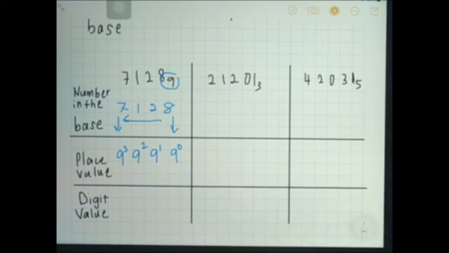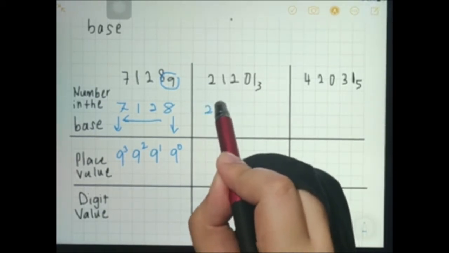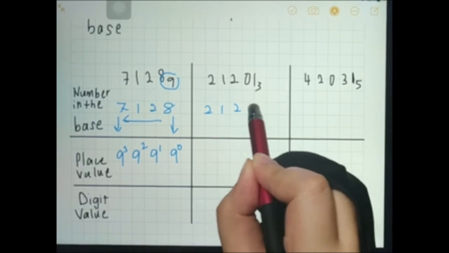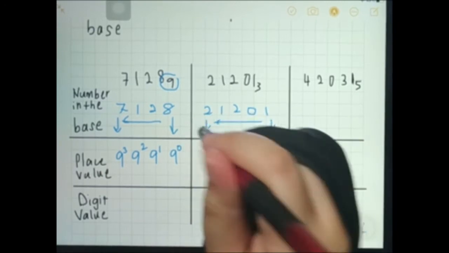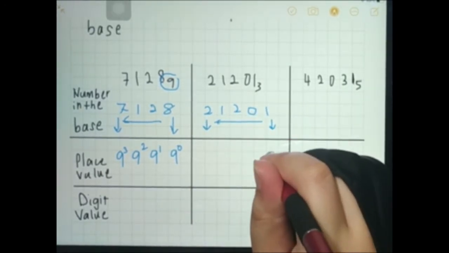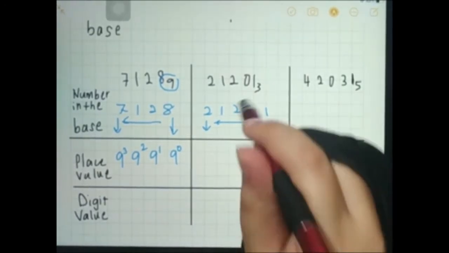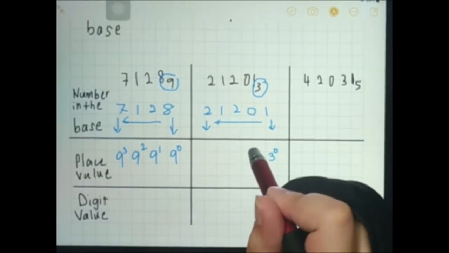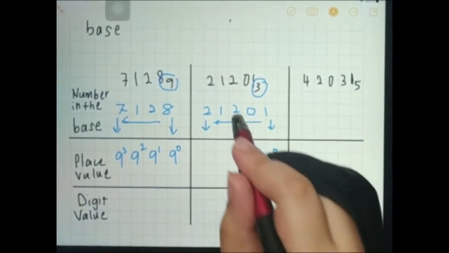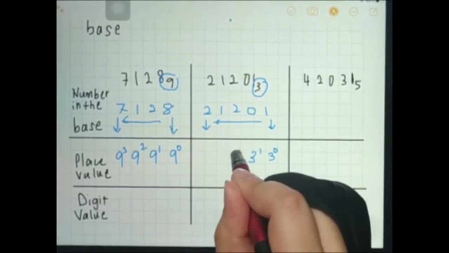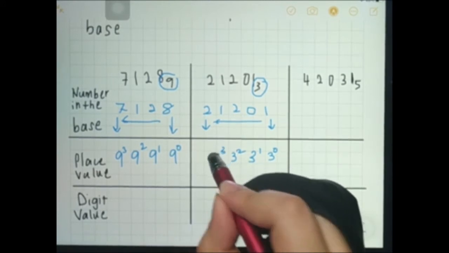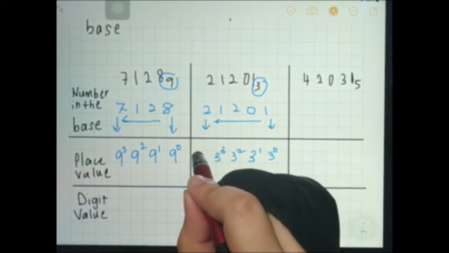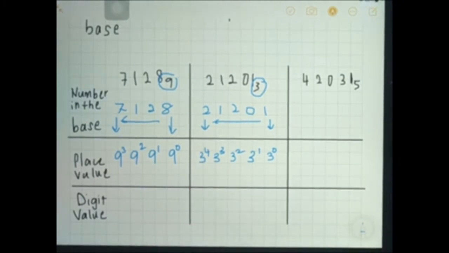I'll do these other two so that we can understand better. So we separate the digits of 2, 1, 2, 0, 1, and we write the place values from the right to the left. So 1, its place value is 3 to the power of 0 because the base is 3. 0, its place value is 3 to the power of 1. 2, its place value is 3 to the power of 2. 1, its place value is 3 to the power of 3. 2, its place value is 3 to the power of 4.